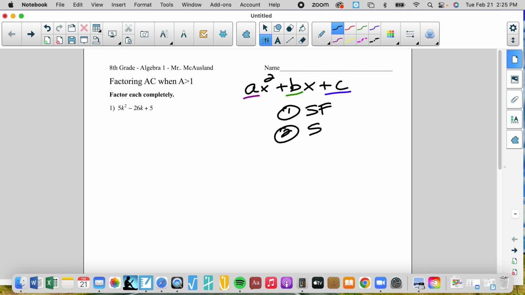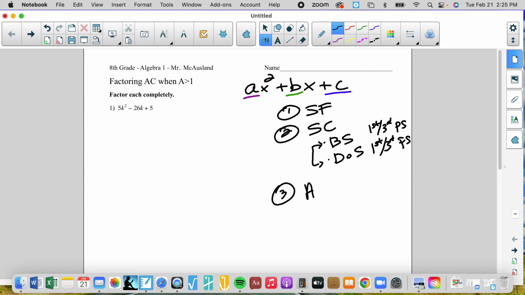Question number 2, is it a special case? Our choices of special cases are binomial square or difference of squares. And we need to remember that both of those special cases have first and third terms that are perfect squares. So we can check that. Not a perfect square, so we know it's not a special case. So now we move on to our next one, which is A times C.